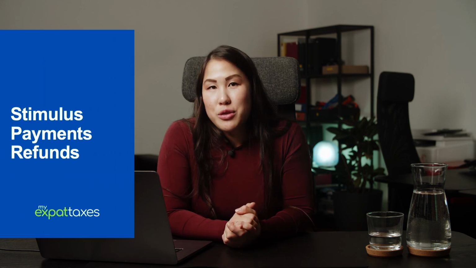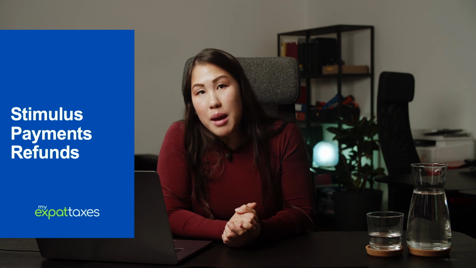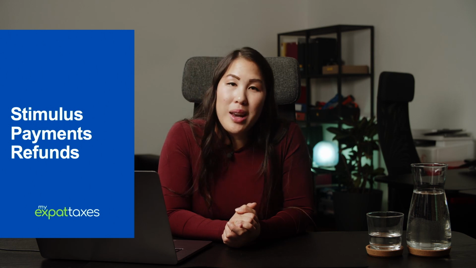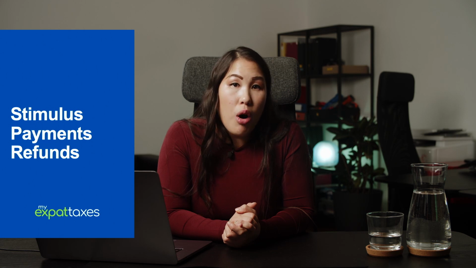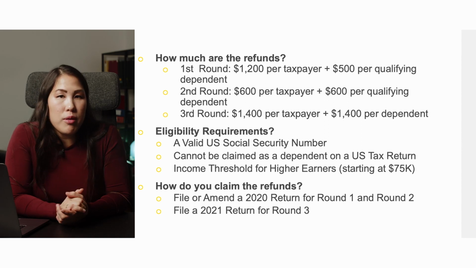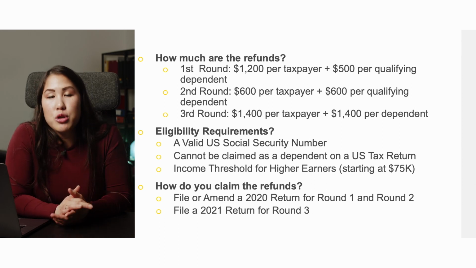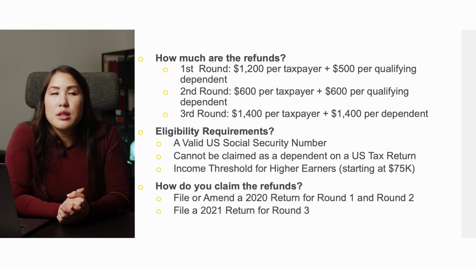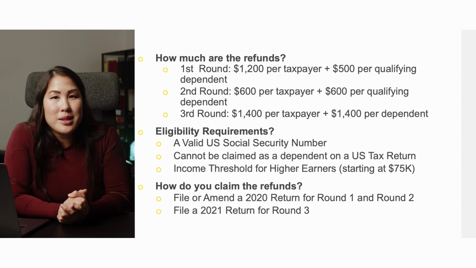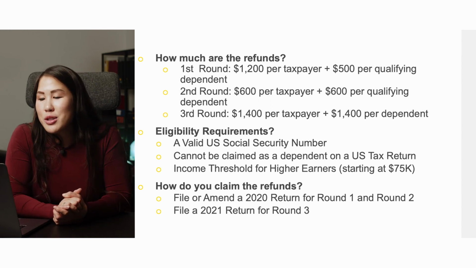If you file via Streamline, like I said, and you haven't claimed your stimulus payments, these were basically payments made from the US during the pandemic, so calendar year 2020 and 2021, and they were available to all US taxpayers. You do have to have a valid Social Security number, which usually means you have to be a US citizen or a US green card holder, and you cannot be a dependent on a US tax return. You can be a dependent on a local tax return, that doesn't matter, but you cannot be a dependent on a US tax return. This is more a problem for students who are studying abroad but might still be on their parents' US tax returns as dependents.